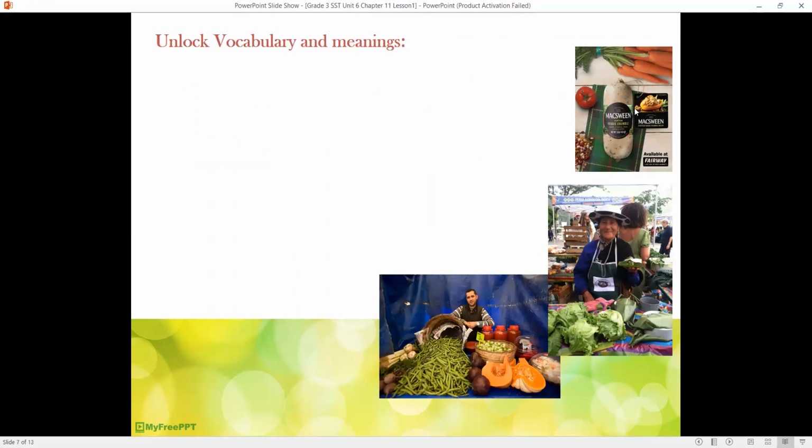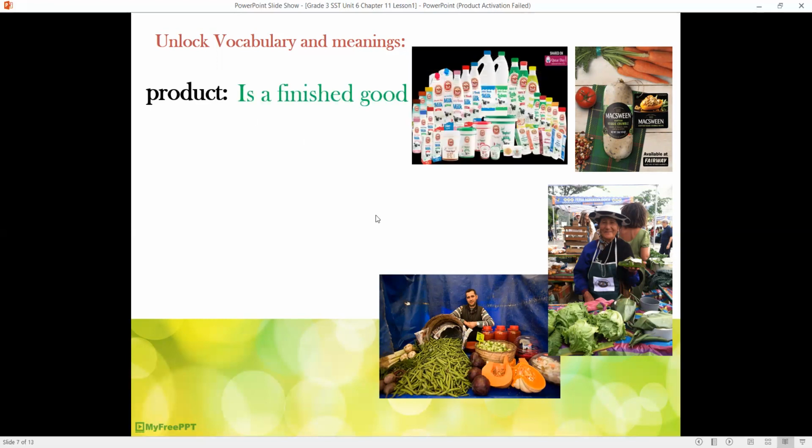Okay, you can see pictures of lovely food. You can see a woman and a man with all vegetables around. So let's guess what this word is. Wow, product. What do you mean by product? Product is a finished good, right? In this picture over here, a product is a finished good.